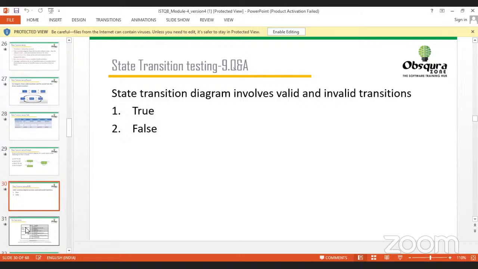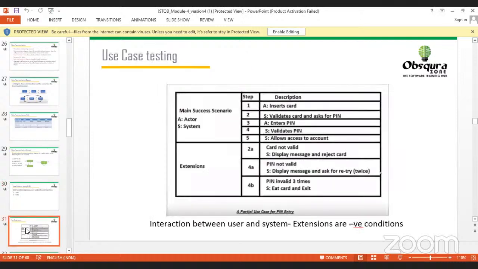Now, next is use case testing. Use case testing actually is the interaction between the user and system. So we will consider here a scenario of inserting a card. The main success scenario, A as actor and S as a system. So A inserts the card, then the system validates the card and asks for a pin. So the actor, that is a person who is using that, if you are the user, enters the pin. Then the system validates the pin.